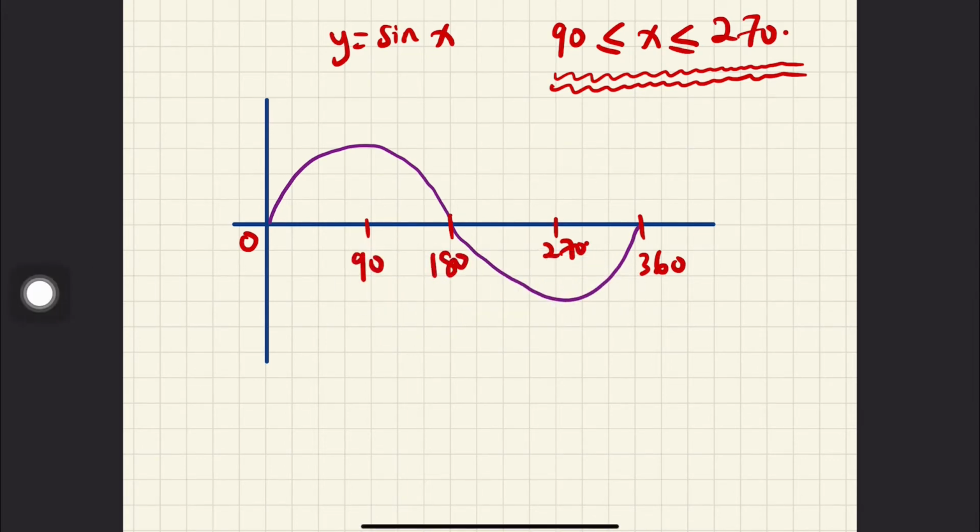So what can you do? You can just erase the rest. Padam je. Tinggalkan apa yang soalan tu nak. Okay, so itulah jawapan kita. Boleh?